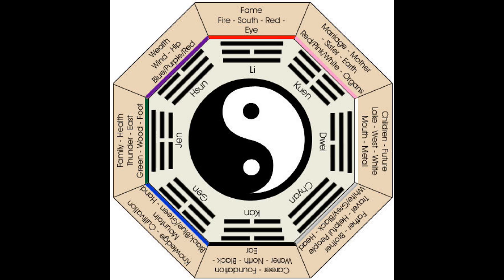Going in a clockwise direction, we come to the next section of the Bagua, which is at the bottom, career and foundation. This section corresponds to the element of water, and the compass direction is north, and the colors of this section are black. The body part associated with this section is the ear. The trigram that is associated with this section is Kan, which has an unbroken line sandwiched between two broken lines and means the abysmal gorge.